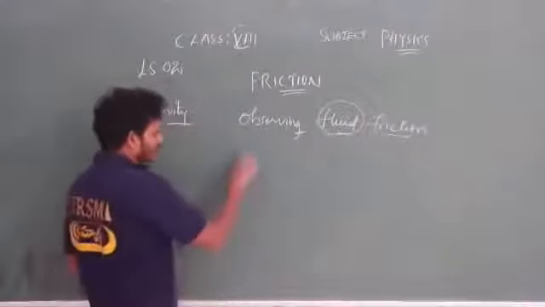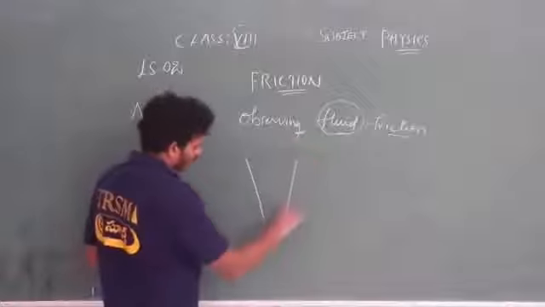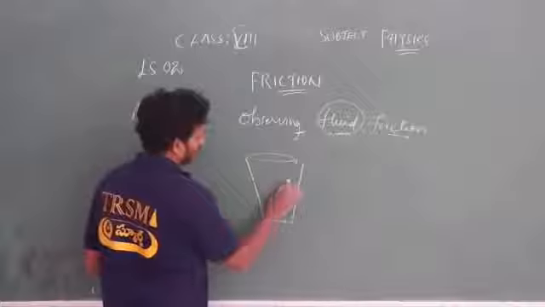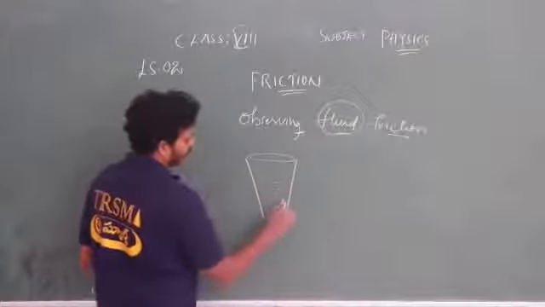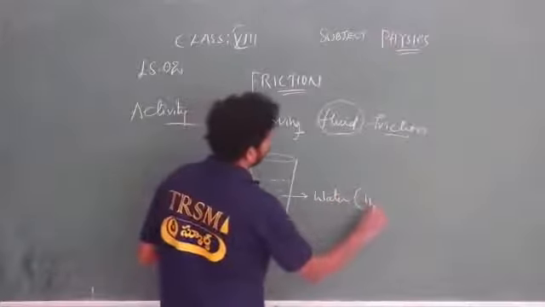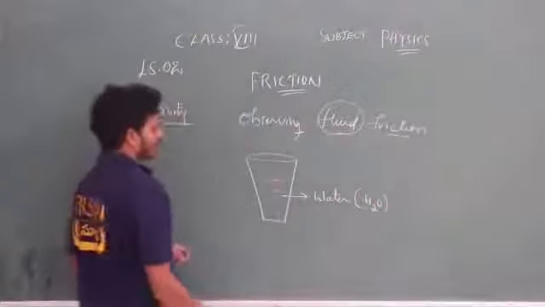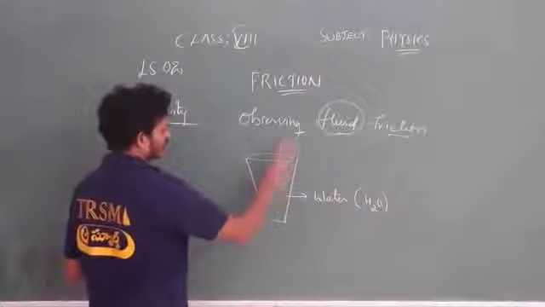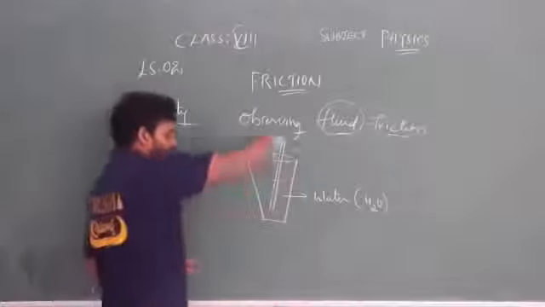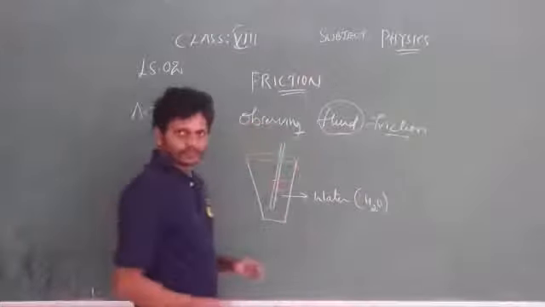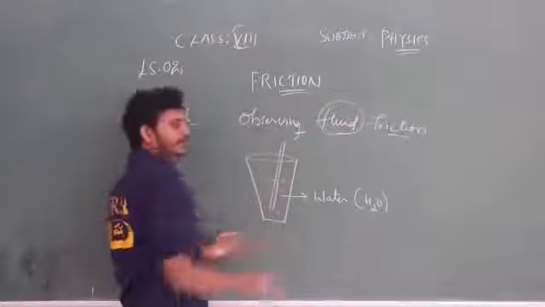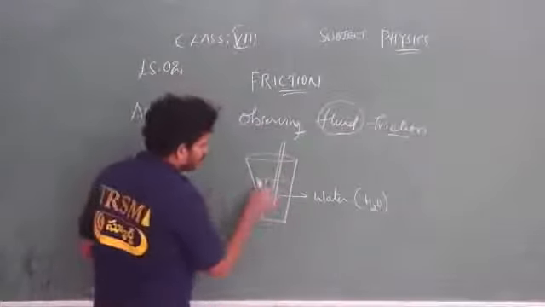Let's see, there is an activity for you. This is the glass I have taken. In this glass, I took some water up to here. This is the water, H2O, the molecular formula for water. Now, taking a spoon or a stirrer, I swirl this water. I made it rotate. Now this water is turning around.